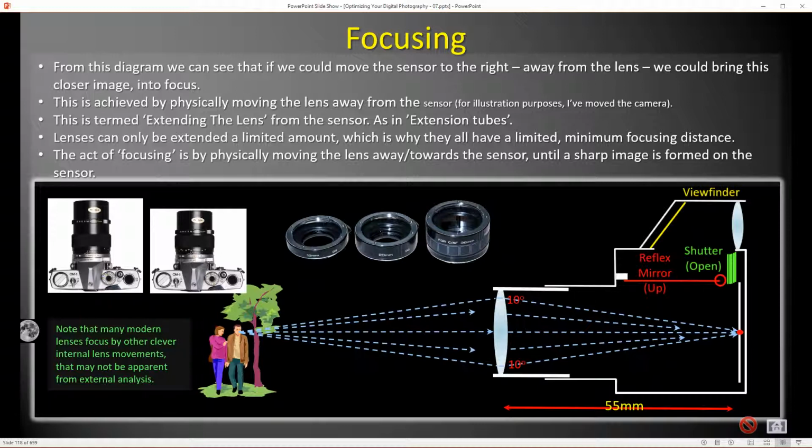So hopefully that's given you a little bit more of an idea of what focusing is all about, and now we'll move on to things like depth of field, which is how to implement some of this focusing understanding that we've just got.